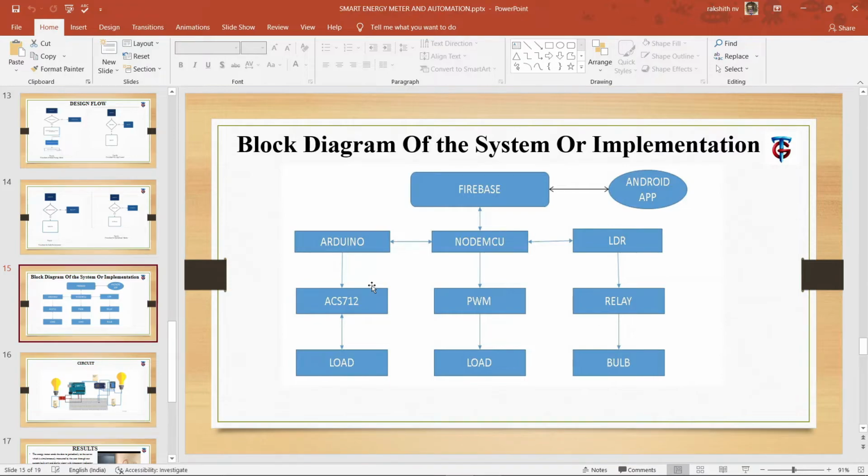So NodeMCU is also connected to the PWM feature. Basically, for controlling the efficiency, like if you want to decrease the brightness of a bulb, you can do that. And NodeMCU is also connected to the LDR sensor. Based on the light intensity, automation will be happening. So based on light intensity, if you want to turn the bulb on and off, you can do that.